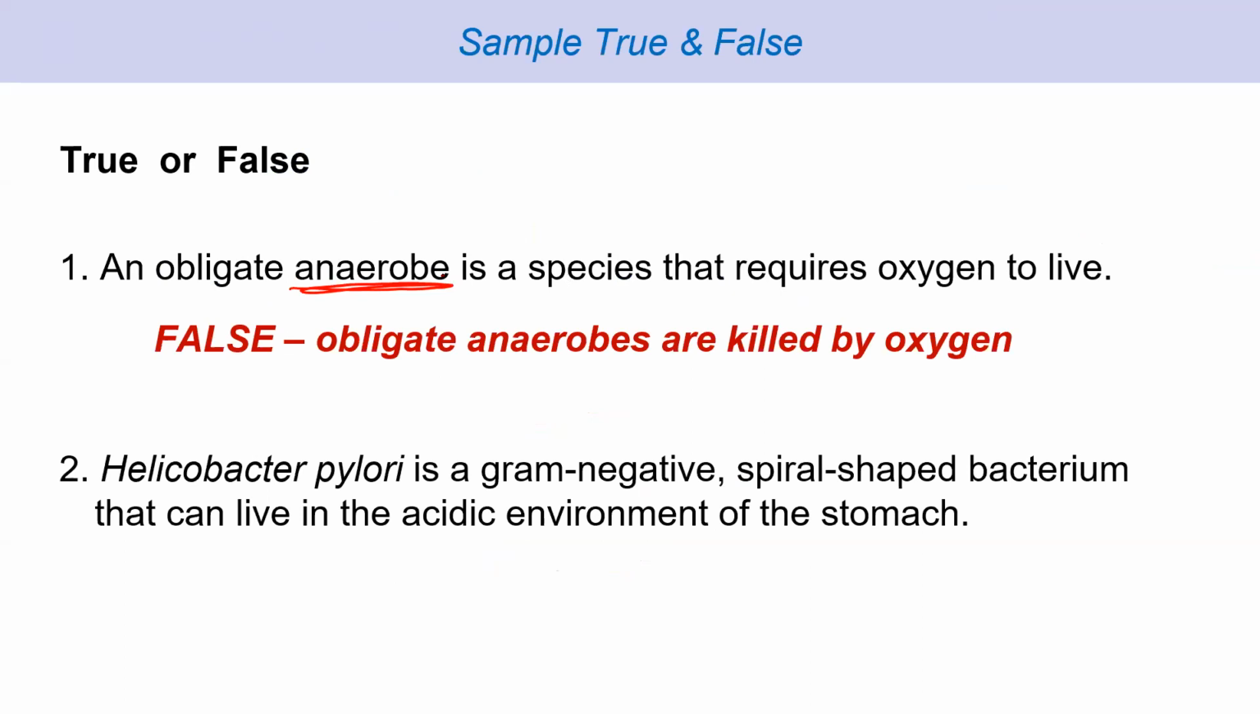Second one, Helicobacter pylori is a gram-negative spiral-shaped bacterium that can live in the acidic environment of the stomach. So the answer for that is true. And that's one of the main things to know about Helicobacter. It's one of the few organisms that resides in the stomach as opposed to the intestines, where most of the bacteria like to live. Some of them can pass through the stomach, most of them don't live there. Helicobacter can live there. Remember, Helicobacter is associated with gastric ulcers in some people. But in a lot of us, maybe 50% of us actually have it as part of our normal flora. So it's not always a dangerous organism to have.